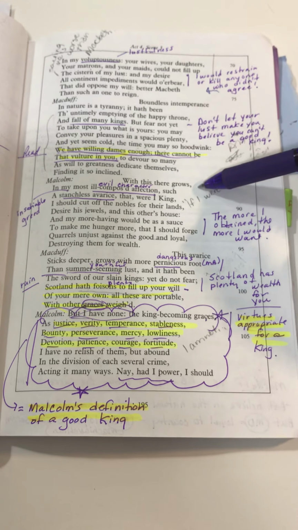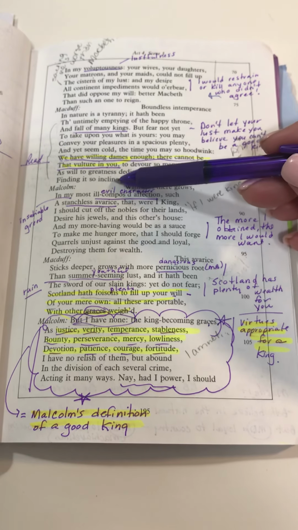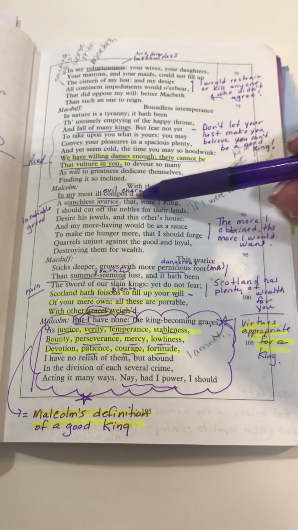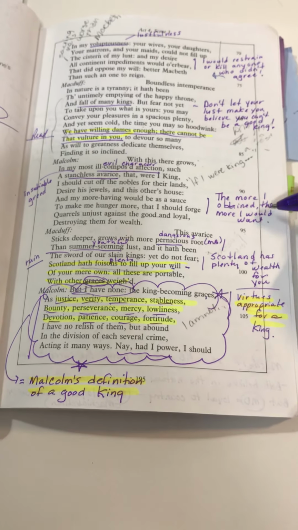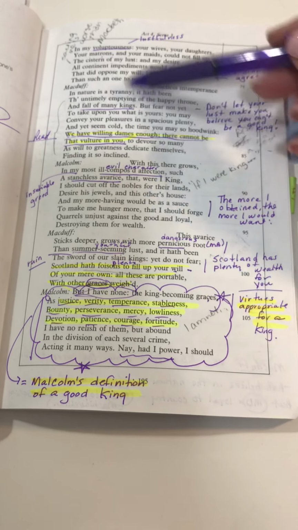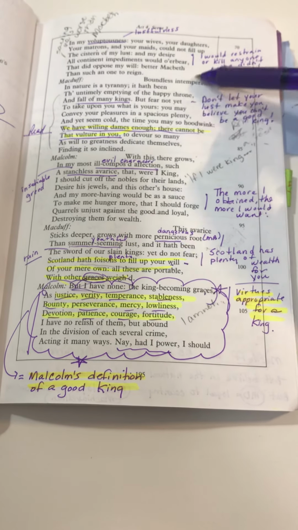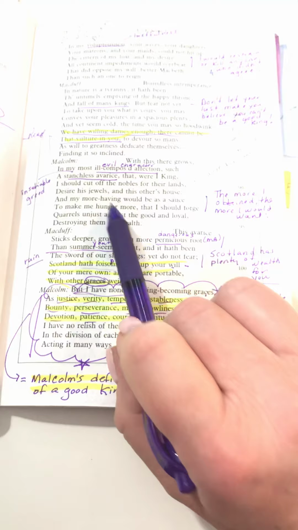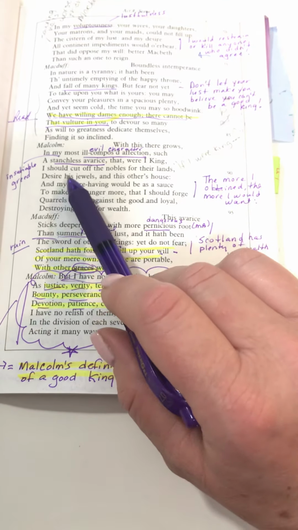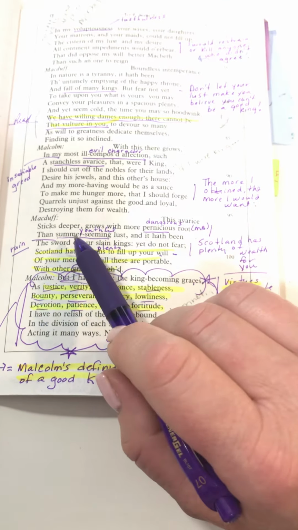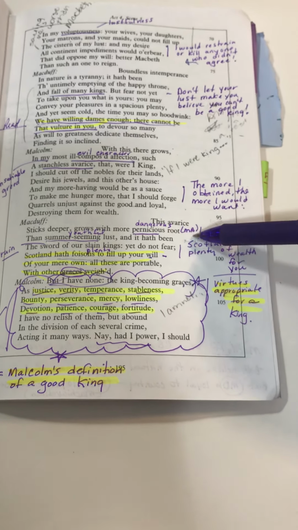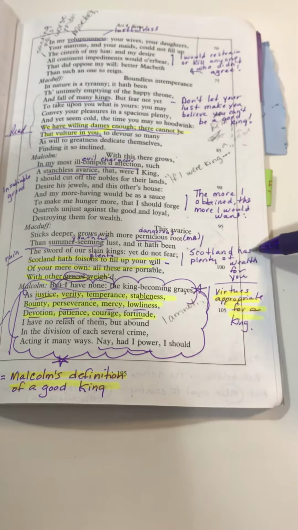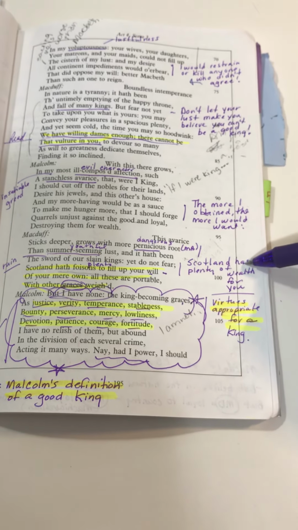Malcolm is going to say, no, you don't understand. I am such an evil character that I have an insatiable greed. The more I obtain, the more I want. So it's not just like sexually I'm going to take advantage of people, but I'm also going to steal people's jewels and their land. And Macduff is going to say, again, but we have lots of land. I'm not worried about that. You can still be a good king.